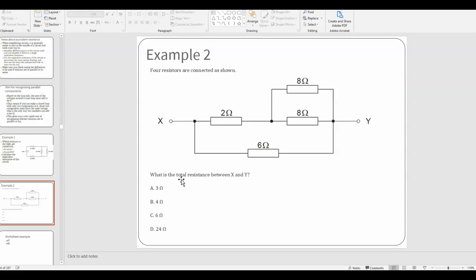Now you can talk about equivalent resistance or total resistance without talking about like the voltage of the cell. Okay, so all we have here is resistors. We basically only have the resistors themselves, and we don't have a voltage source. Okay, that's fine. So we're asked, what is the total resistance between X and Y? Okay, so see if you can figure out the answer to this question.